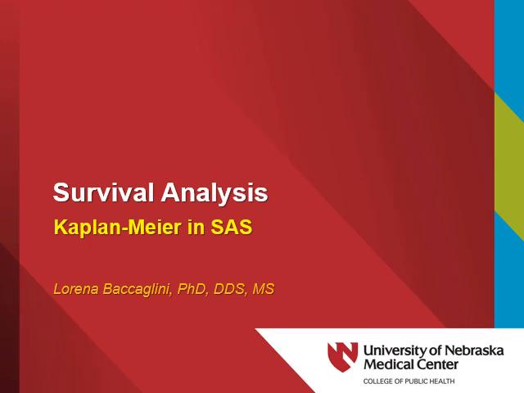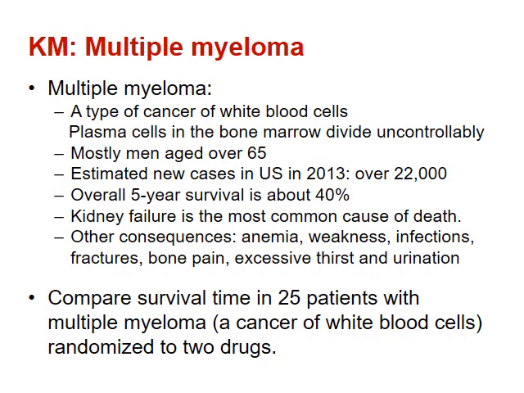We are now going to see how to do the Kaplan-Meier method in SAS. We want to compare survival time in 25 patients with multiple myeloma randomized to two drugs. Multiple myeloma is a type of white blood cell cancer that affects mostly men, with an overall 5-year survival of about 40%. The most common cause of death in these patients is kidney failure.